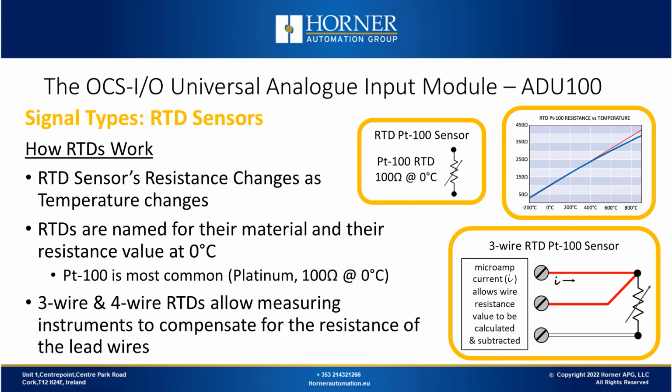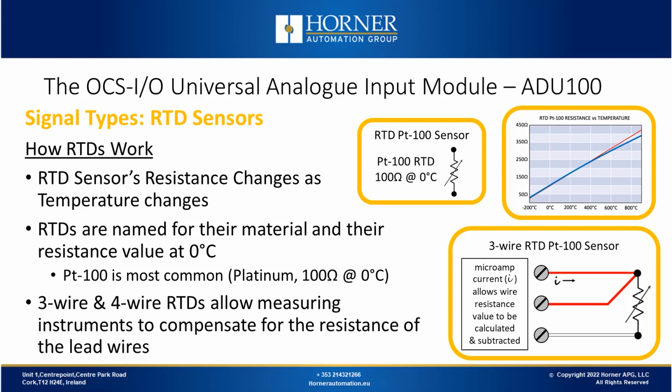RTDs are variable resistors where the resistance changes with temperature, and there are several types of RTDs which are defined by the material of construction and the resistance value at 0 degrees Celsius. The most common RTD sensor type is a PT100. PT stands for platinum, which is the material of construction, and the 100 means that the reading for a PT100 at 0 degrees Celsius will be 100 ohms, which is a low resistance value.